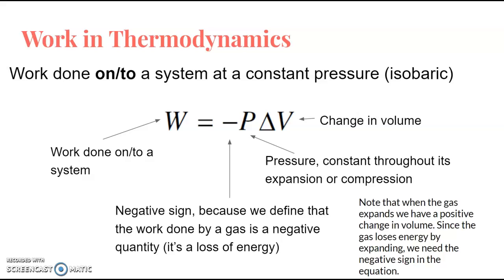So the work done on our system, so on our gas, is equal to -P delta V. All right, so delta V is a change in volume, and pressure is going to be the same throughout its expansion. At least we're assuming that. So this expression is only valid when that's the case, hence the constant pressure. Now we have a negative sign because we state that when work is done by a gas, this is a negative quantity.